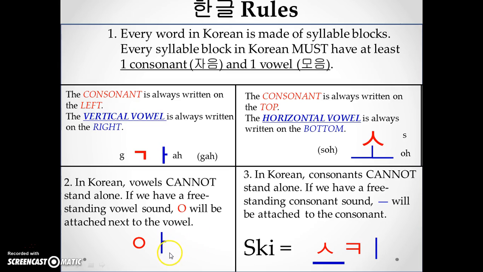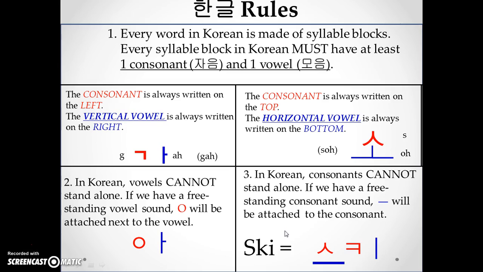You might have noticed that I was putting the syllable blocks on the top when I was introducing the vowels, and you notice this circle thingy. I have this circle because in Korean, vowels cannot stand alone. All the vowels we've learned are freestanding vowels for now. In that case, if it's a pure vowel sound, we add the circle, ieung, on the left next to the vowel.